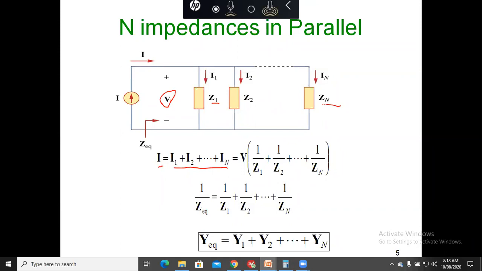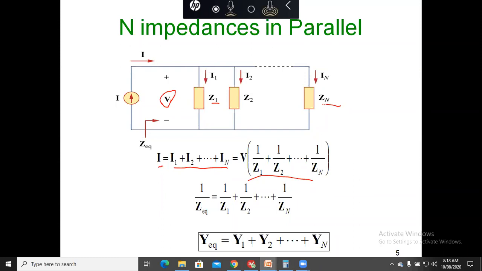So in the equation, we see that V is common, and we take 1 over Z1 plus 1 over Z2 plus 1 over Zn, which is the equivalent resistance of the parallel network. So that is equal to 1 over Z equivalent.